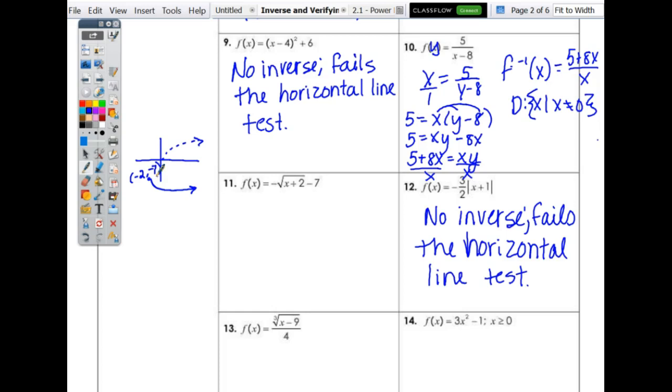Well, yeah, you should. And here's why. Because what's the domain of this? It's going to be x greater than or equal to negative 2. And the range is going to be y is less than or equal to negative 7.